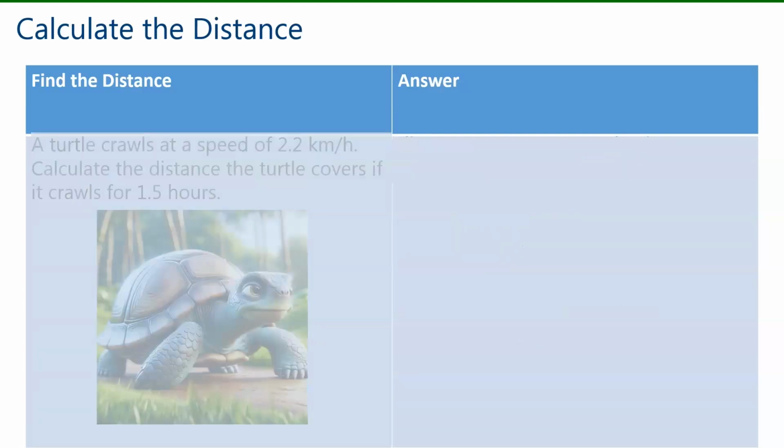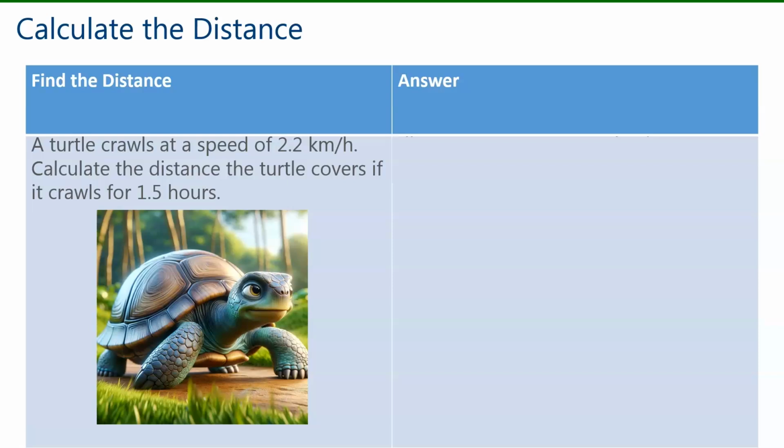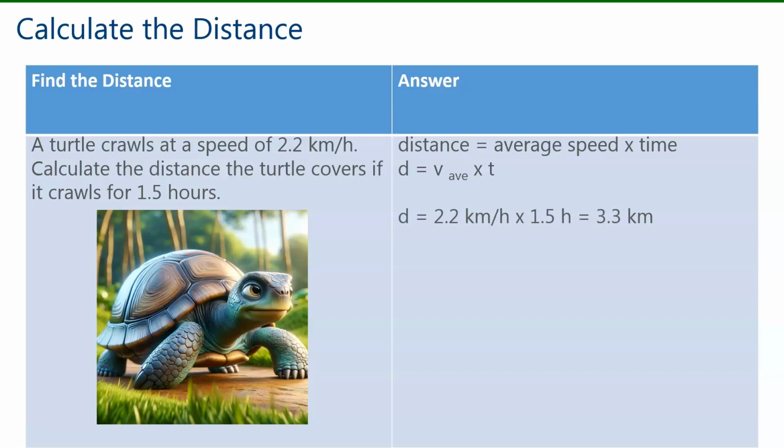Let's try another one. A turtle crawls at a speed of 2.2 kilometers per hour. Calculate the distance the turtle covers if it crawls for 1.5 hours. Distance is equal to average speed times time. Our average speed was 2.2 kilometers per hour times our time of 1.5 hours. That gives us 3.3 kilometers. The turtle covered a distance of 3.3 kilometers. Notice that in the problem I had two significant figures in both numbers, and I have 2 in my answer.